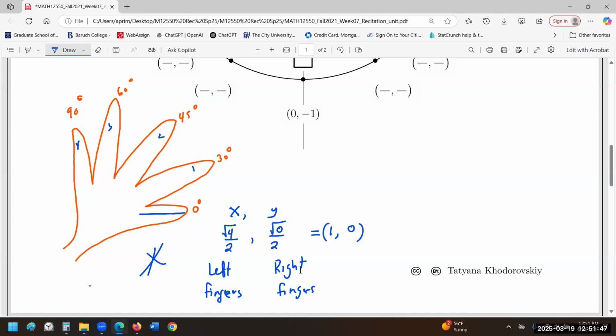That means at the origin, at 0 degree, cosine 0 degree is 1, sine 0 degree is 0. And we know tangent is sine over cosine, so it's 0 over 1, which is 0. Okay? Clear? Any questions so far?